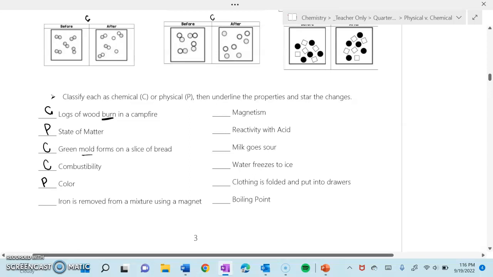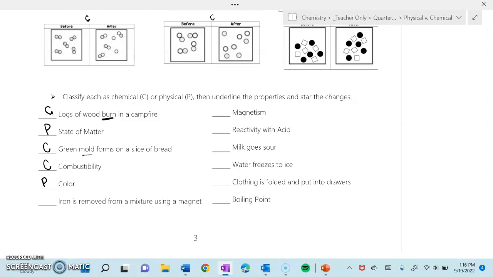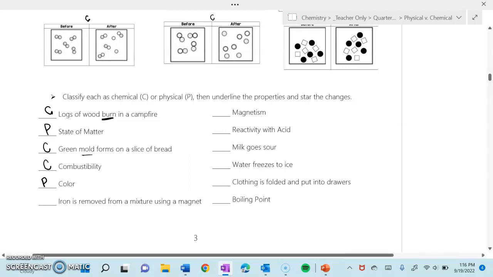Iron is removed from a mixture using a magnet. We did this in lab just last week, and when we did that, it did not require us to break bonds. There was no kind of energy or heat transfer that we observed there. That would be an example of a physical change. Magnetism, in a similar way, physical characteristic. Reactivity with acid. Anything that has to do with a reaction is chemical. So that word reactivity is your sign that you have a reaction going on.